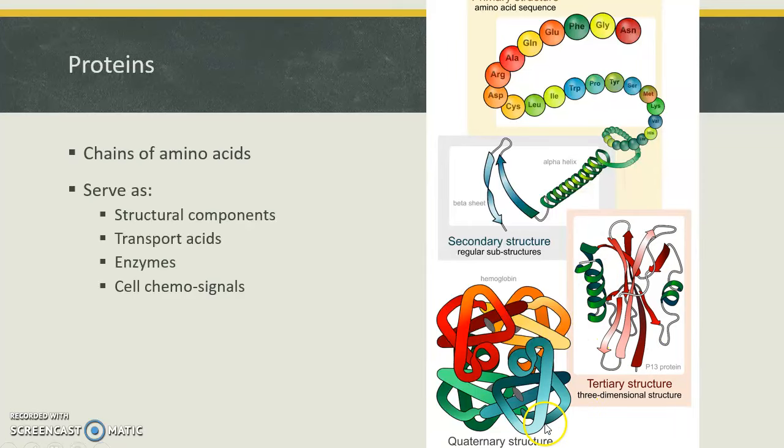And then for the quaternary structure, you can see that there's one protein here, one here, one here, and one here. But they all work together to make hemoglobin. So it's 4 individual proteins working together to make one quaternary structure protein.